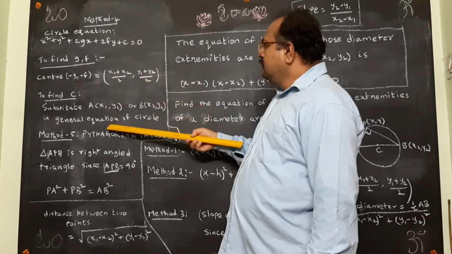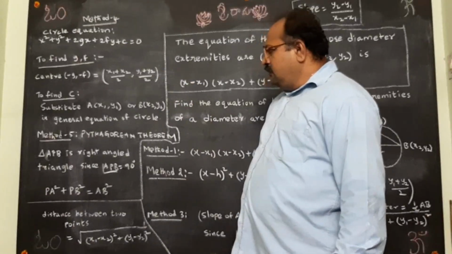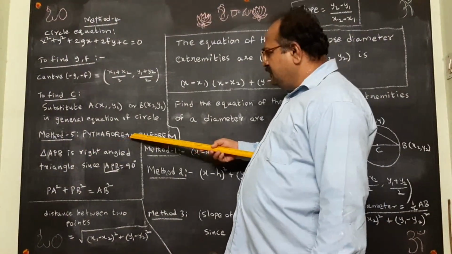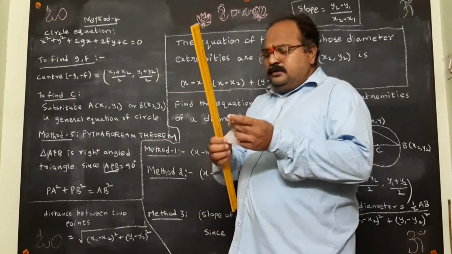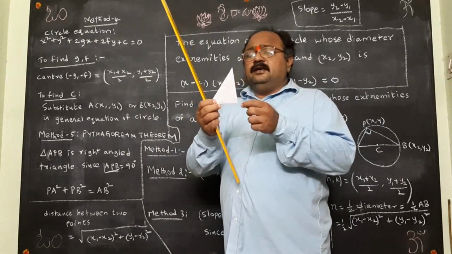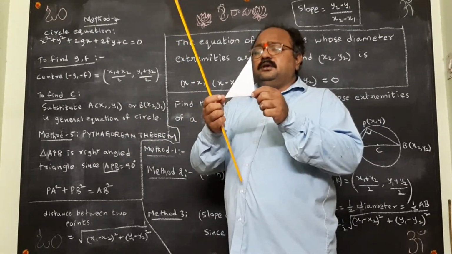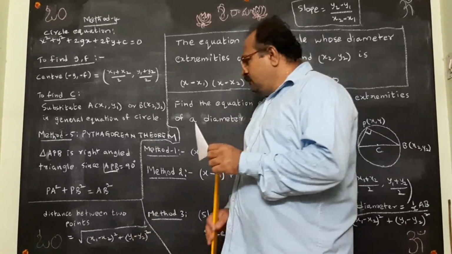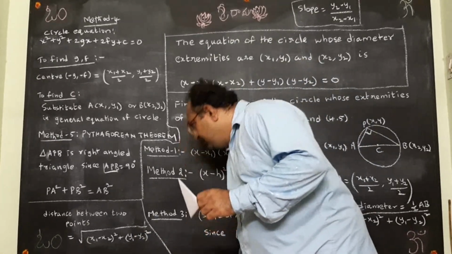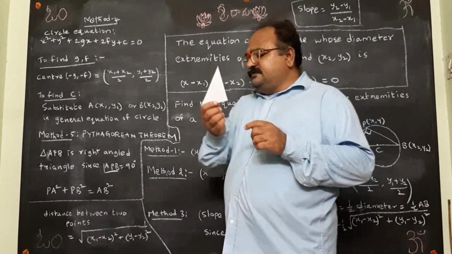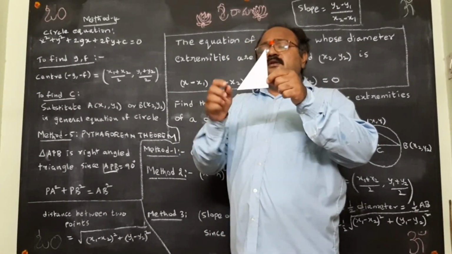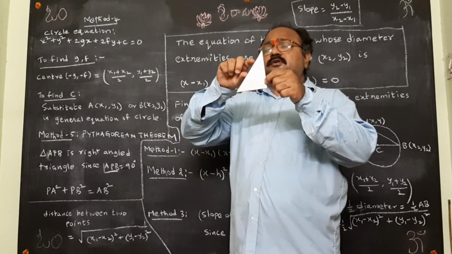This is method 4. Now method 5. In this method 5 we use the Pythagorean theorem. See, we have discussed triangle APB. Triangle APB is a right angle triangle. So what we conclude is, since it is a right angle triangle, side square plus side square equals hypotenuse square.